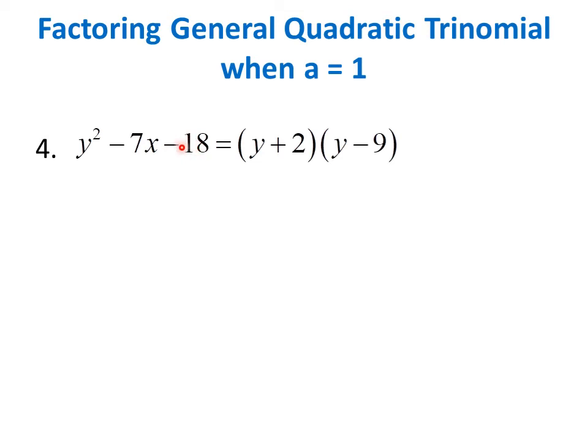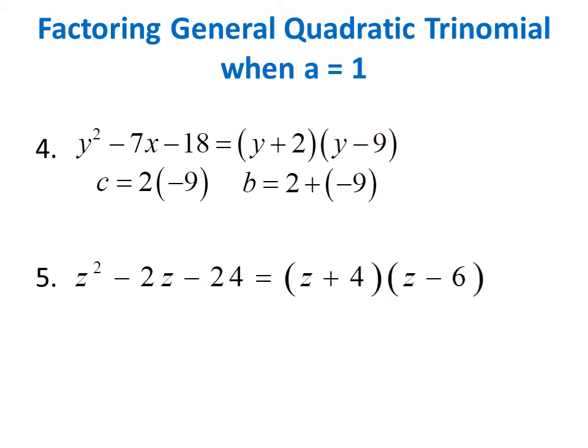Now since the third term is negative, we know that one of the numbers should be positive and the other should be negative. Since the sum is negative, the larger number should be negative. So let's try to use positive 2 and negative 9. The larger number should be negative. Let's check. 2 times negative 9 is negative 18, and 2 plus negative 9 is negative 7. So these are the two numbers that we are looking for. Therefore, we write here plus 2, and over there we write negative 9.